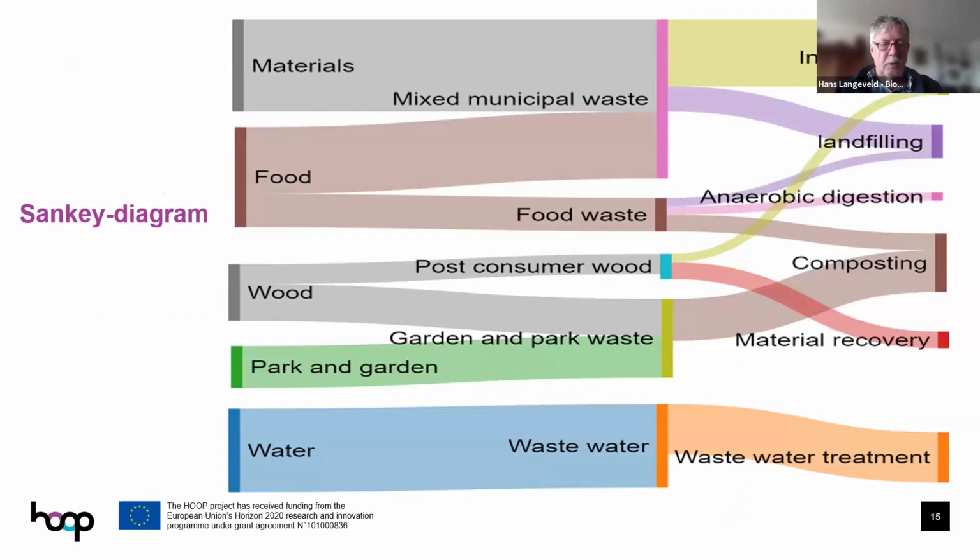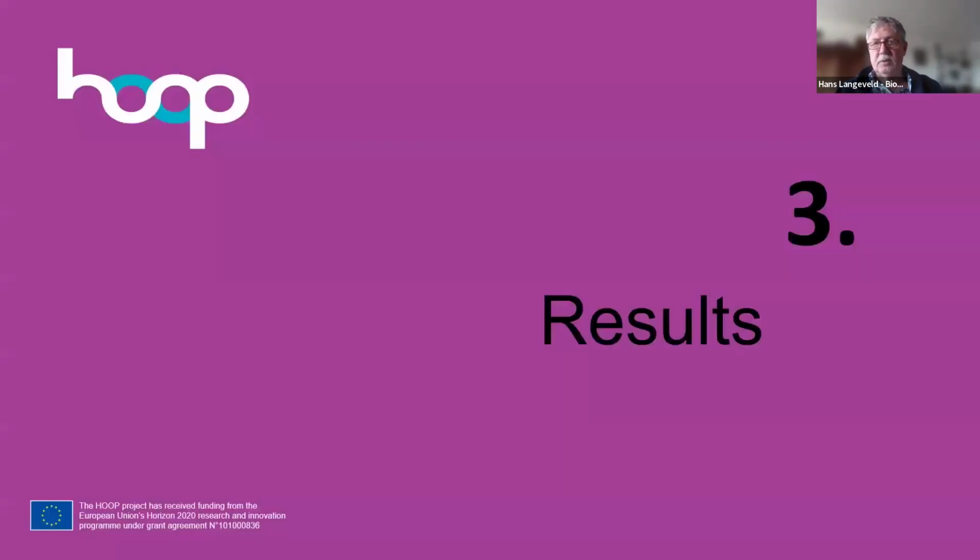So this is an overview of, let's say, a generalized Sankey diagram. You see all the input coming on the left side, could be wood, could be generated in parks and gardens, could be the water that we use, and it is the food, obviously, and other materials. And then where is it coming to? Part of the food is going to the food waste, but most is going to the mixed waste. Mixed municipal waste, as I said, is containing a large organic fraction. Wood can be collected separately, but also can be ending up in the waste. And garden and park waste is, let's say, basically following the same options.